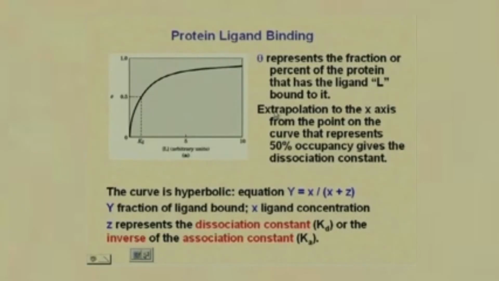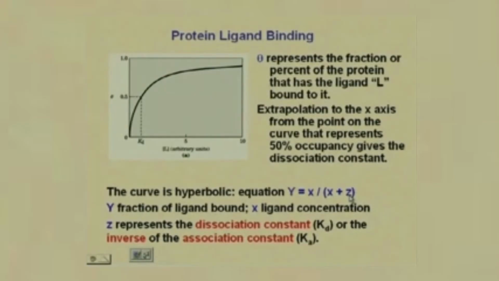Now, this is what is meant by a hyperbolic curve. The general equation of this is y is equal to x by x plus z. Now, what is this y? The y is the fraction of the ligand bound. It's represented as theta also. The fraction of the ligand bound. X is the ligand concentration, and z represents the dissociation constant.